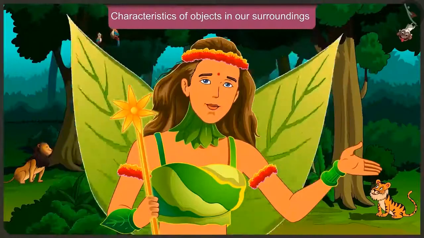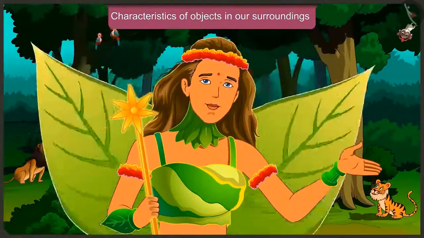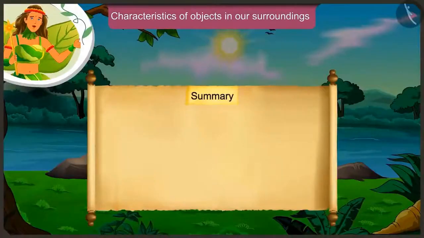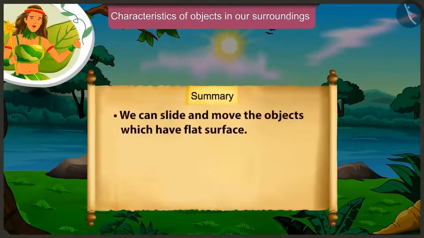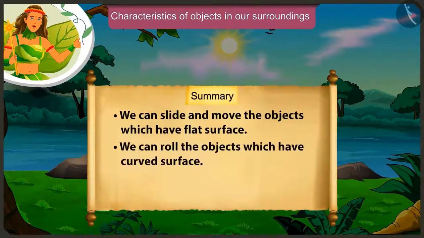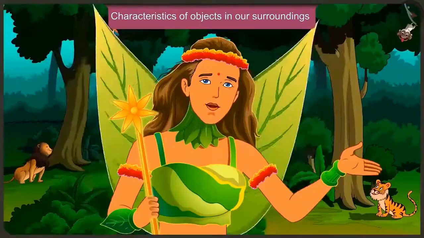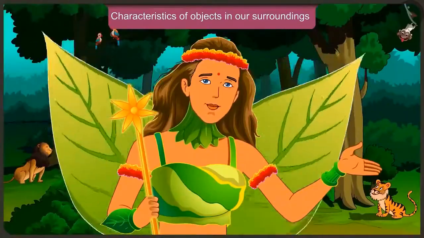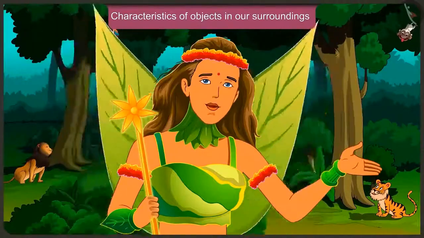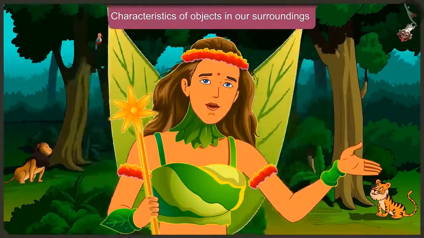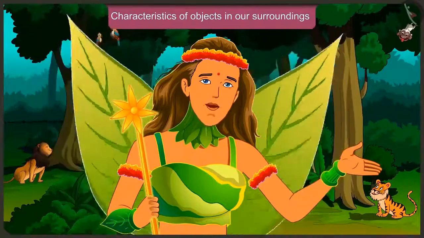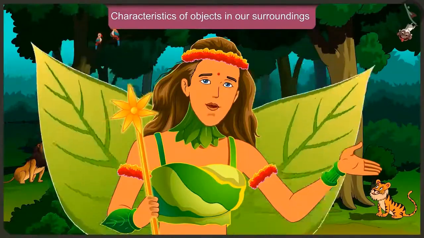Friends, today we understood some interesting facts about the characteristics of objects around us. For example, we can slide the objects with a flat surface. We can roll the objects with a round surface. And that we can roll and slide objects with a cylindrical surface. You too, along with your friends, can learn about some more such objects with flat surface and curved surface. In the next video, we will learn some more characteristics of objects around us.